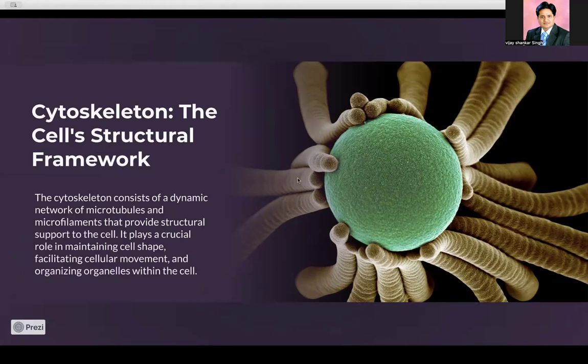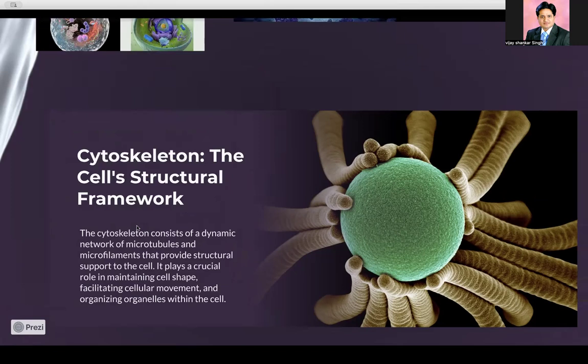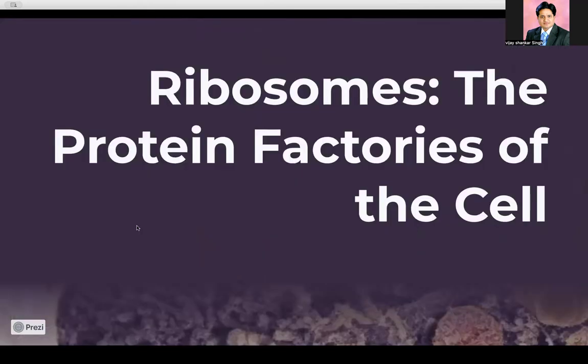Then comes the cytoskeleton. It consists of a dynamic network of microtubules and microfilaments that provide structural support to the cell. It plays a crucial role in maintaining the shape of the cell, facilitating cellular movement, and organizing organelles within the cell.